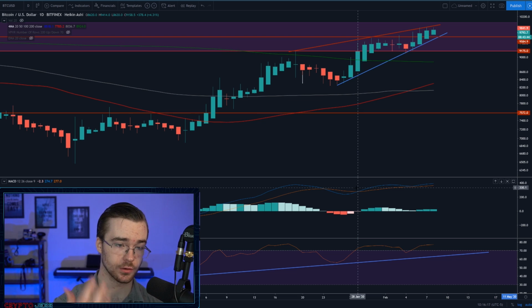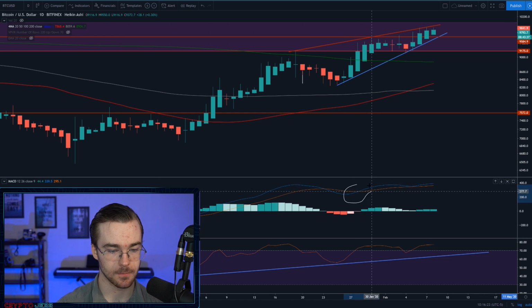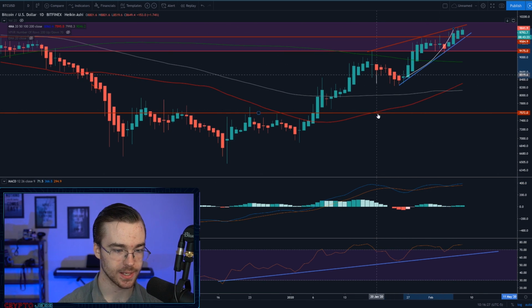Right after we saw that reversal on the Heikin-Ashi and we saw Heikin-Ashi turn to green and we saw a green uptrend, we saw a bullish cross right over here on the MACD. Boom, Bitcoin has a week and a half uptrend.